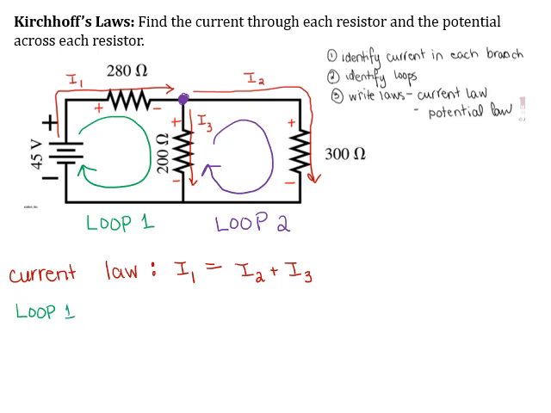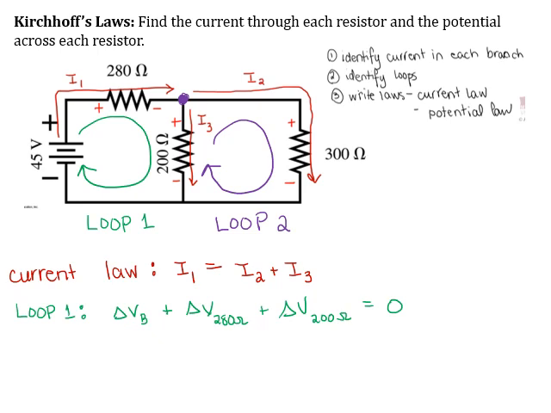So for loop 1, we're going to have the potential of the battery, delta V of the battery, plus delta V of the 280 ohm resistor, plus delta V of the 200 ohm resistor. And all those delta V's added together is going to give us 0. Now, we don't necessarily write it in this form every single time. I'm starting from scratch in this problem because it's the first example we're doing.